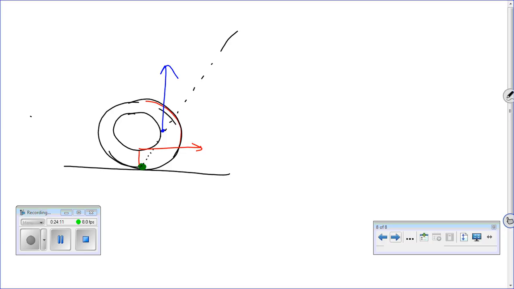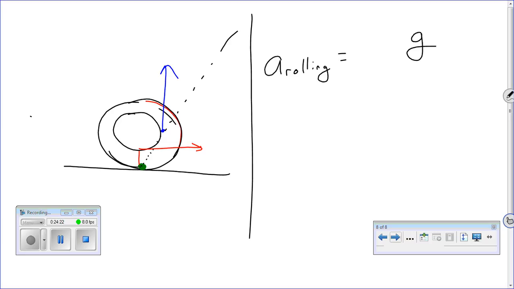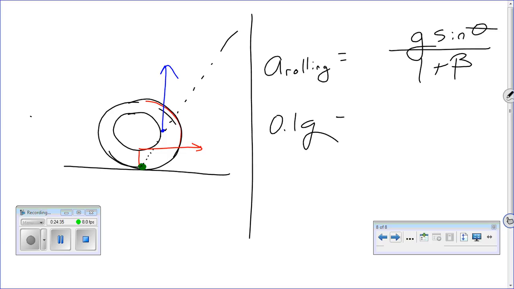In the notes, what we learned was that if an object is rolling, then the acceleration is g sine theta over 1 plus beta. So basically, all you're going to do is say I want my acceleration to be 0.1 g, and that's going to equal g sine theta over 1 plus beta. The g's cancel out, and then you solve for theta. You want me to show why again? Exactly. So, where does this equation come from?